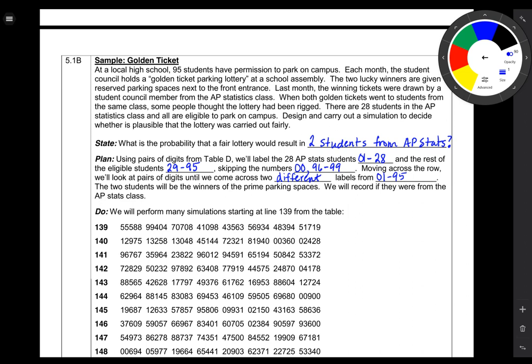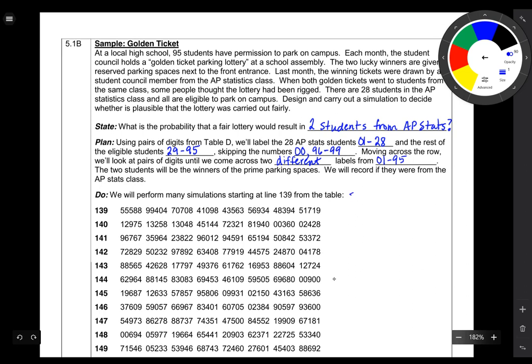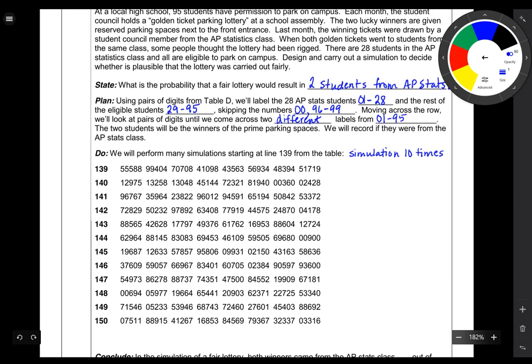In the do portion, we will perform many simulations starting at line 139 from the table. So you can start anywhere, but just tell where you're going to. And I think we should do a simulation, just for sake of time, 10 times. Sometimes I'll just tell you do it 5 times on the test. So here we're going to do it 10 times. And so we're going to do 10 simulations. So here's how I would do it.